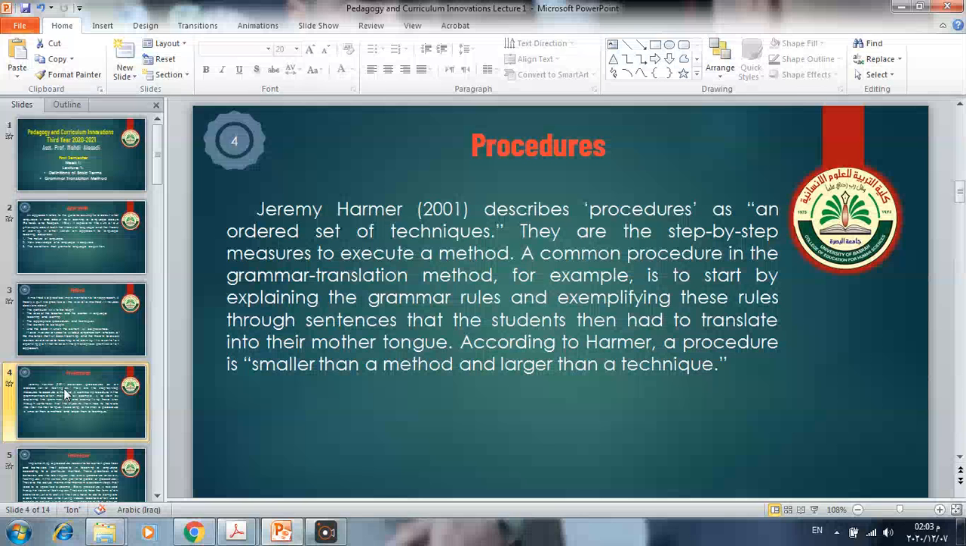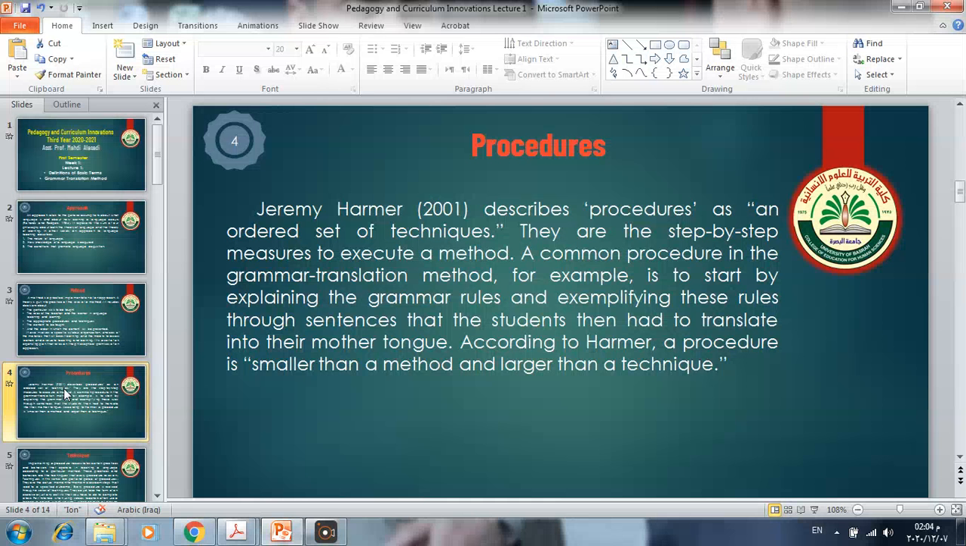So it represents what? The step-by-step measures that we use to execute, to implement the method. So the procedure, for example, was explaining the grammar rules for the students. The procedure is to exemplify these rules, to give examples about these rules. The procedure is to translate from one language into another.